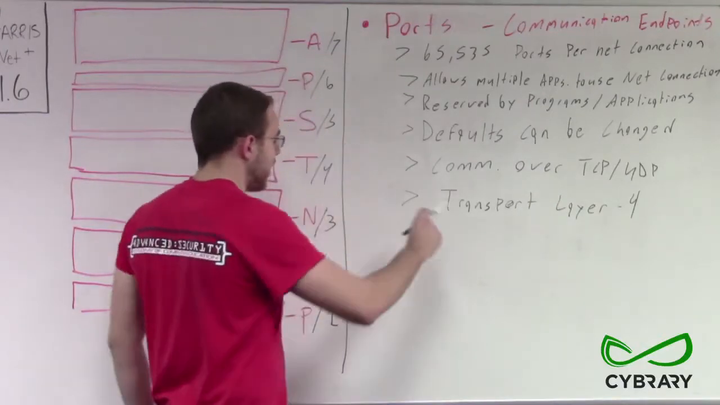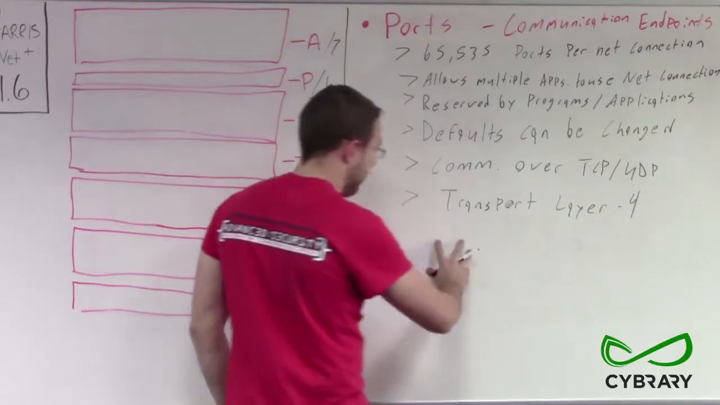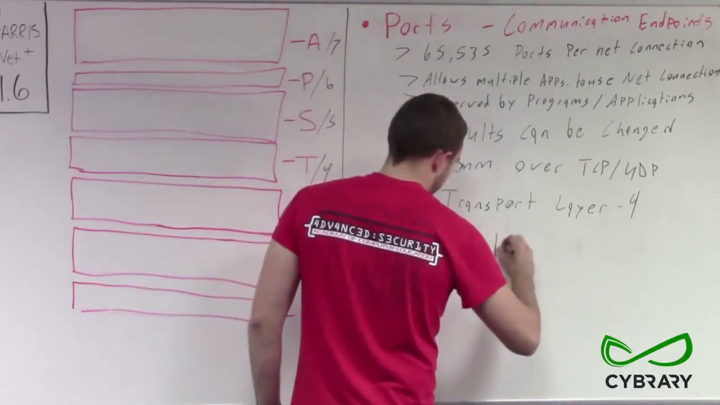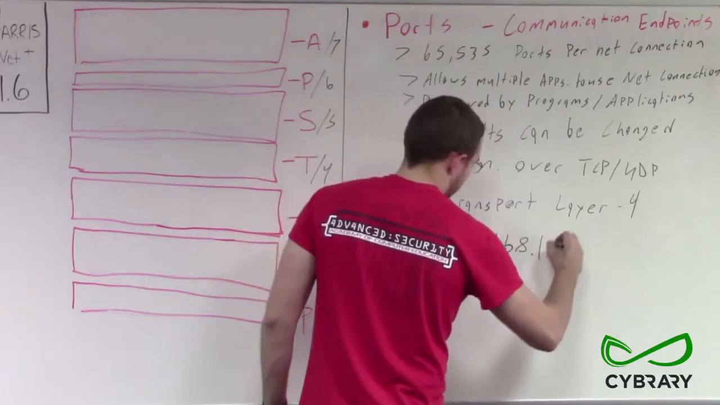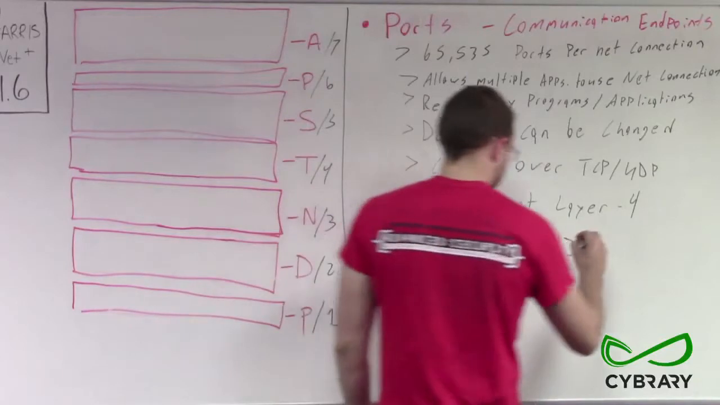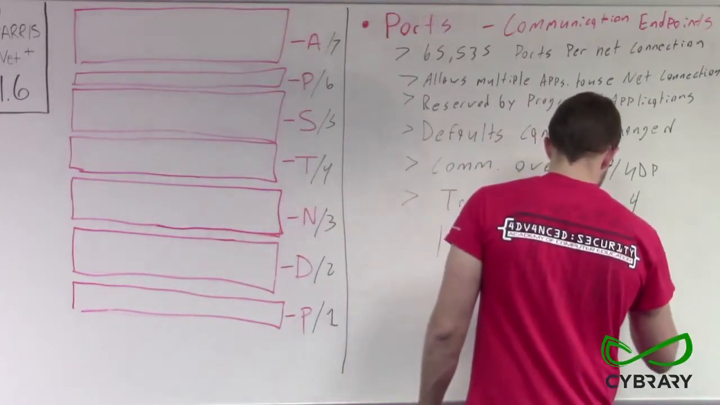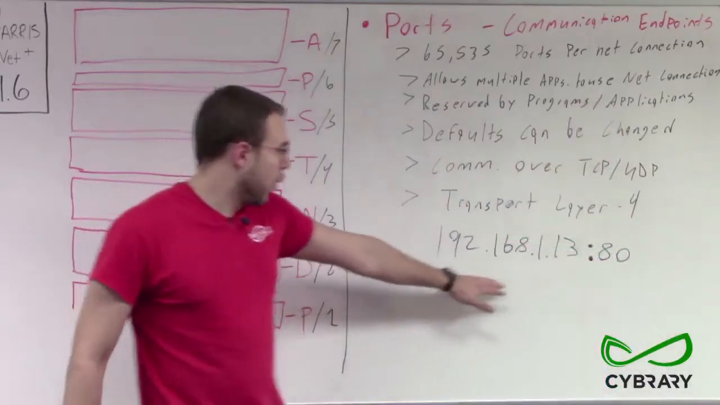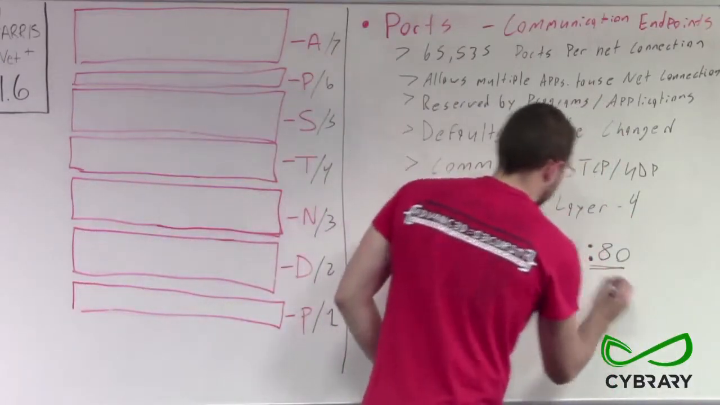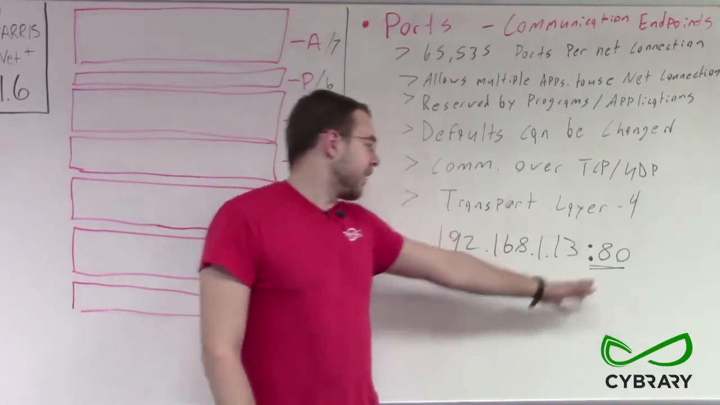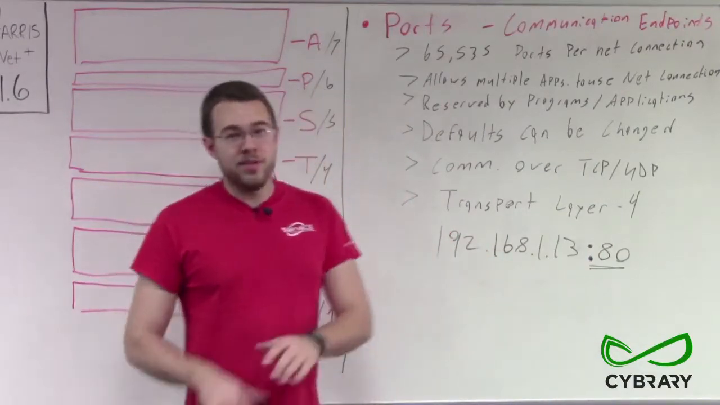Ports are commonly shown, if we're writing out a port, with our IP address, so we'll put 192.168.1.13, and then we'll have a colon, and then a port number, so we can have port 80. That's what a port number looks like, colon 80. So why do we have port numbers? Why do we tack those onto the end of our IP addresses?